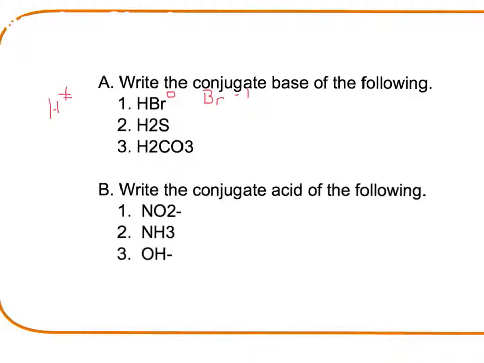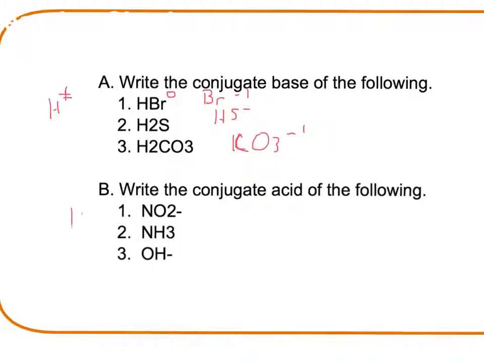In example 2, we have H2S. Our conjugate base would be HS-. In example 3, we have H2CO3. Our conjugate base would be HCO3-. On example B, we are asked to write the conjugate acid of the following.